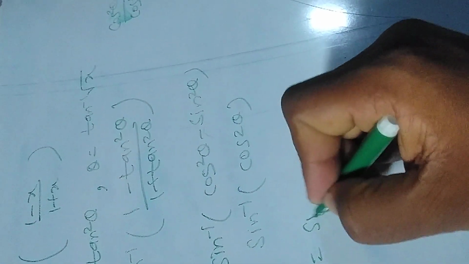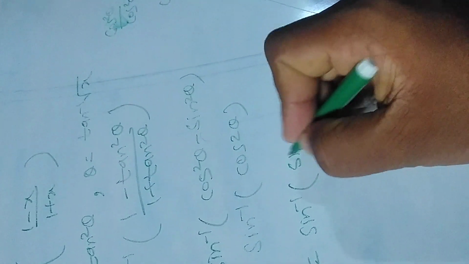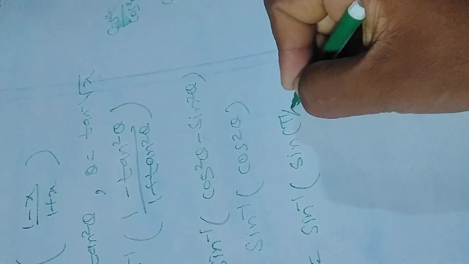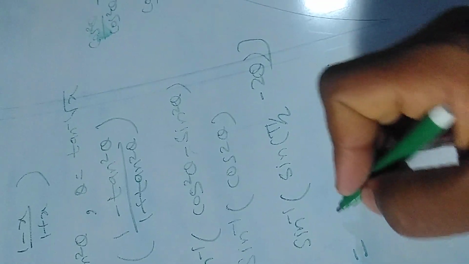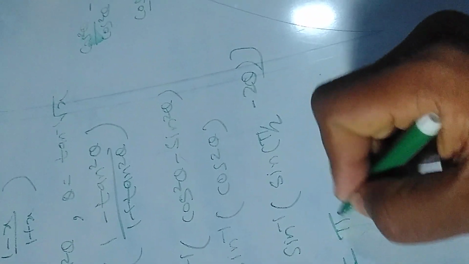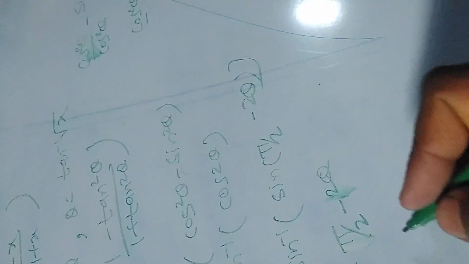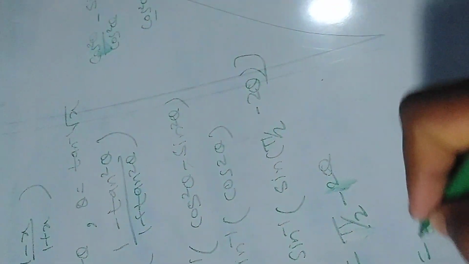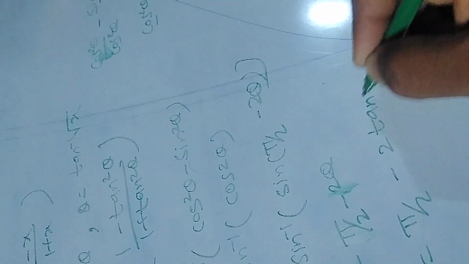Sine inverse of cos 2 theta can be written in terms of sine as sine of pi by 2 minus 2 theta. So it will come out as sine inverse, and sine will get cancelled. The remaining term will be pi by 2 minus 2 theta. For 2 theta, we have already found its value, that is 2 tan inverse of under root x.